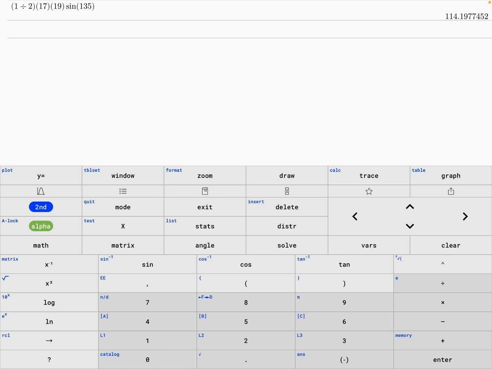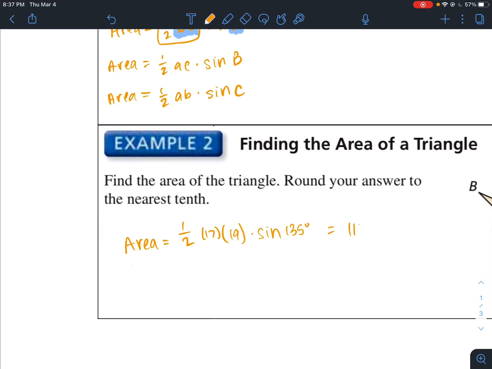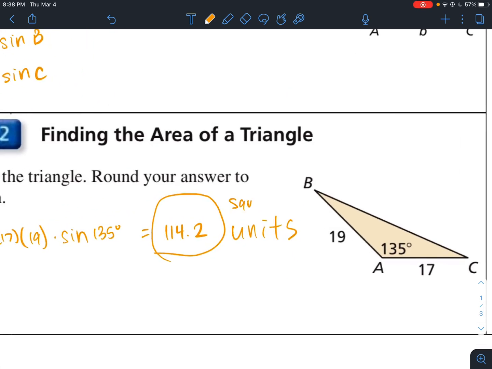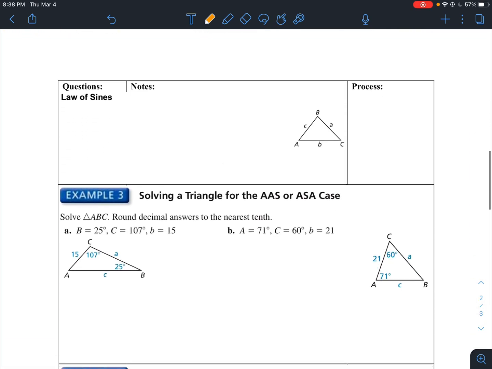And I get 114, we'll round up right there, 114.2. There you go. However many units this is, 114.2 units, that's the area of, I guess we should say square units because it's area. So 114.2 square units for the area of that triangle.